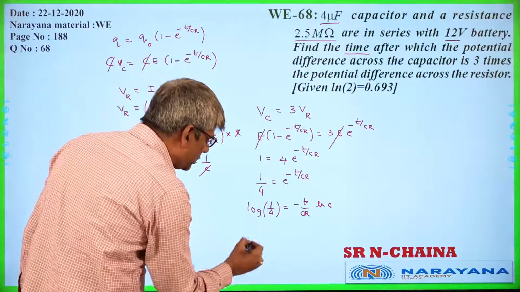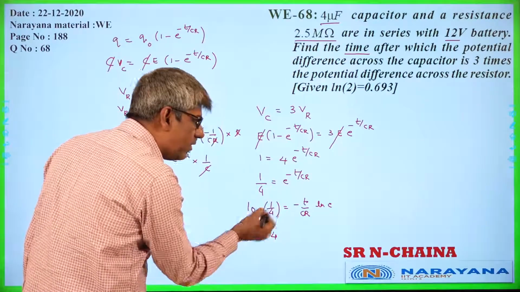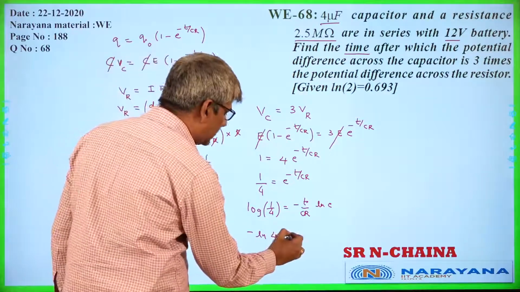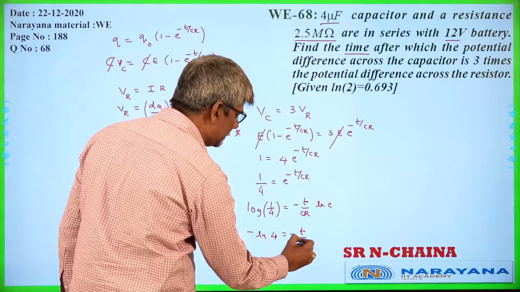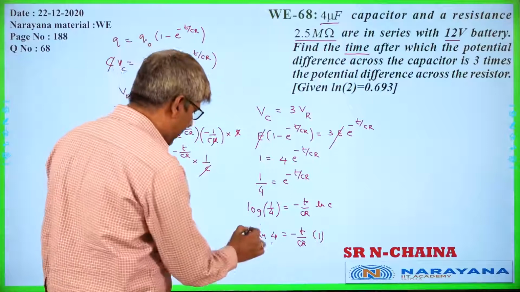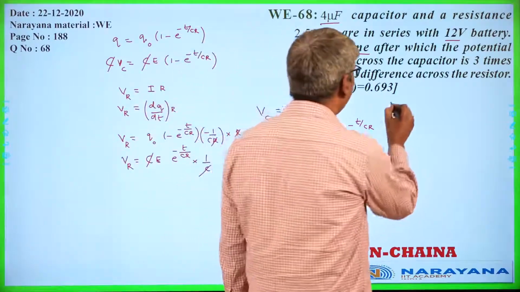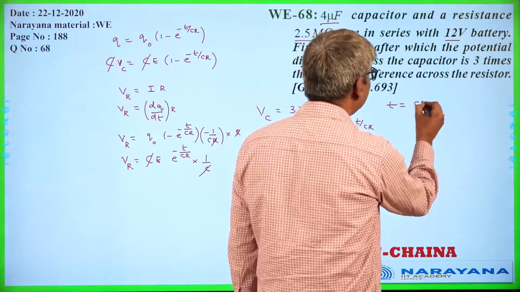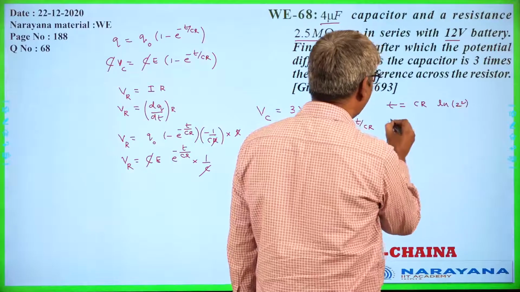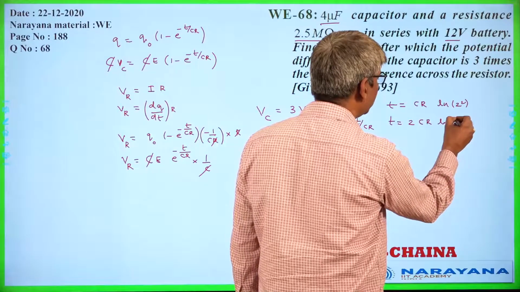Okay, this can also be written as log 4 with a negative, because log 1 is 0, minus log 4, using the log m by n formula, which is equal to this side minus t by CR. Log e value is 1. Therefore this minus and minus also get cancelled out. We get t is equal to CR of log 4, and 4 can be written as 2 square. Finally we get 2 CR log 2.